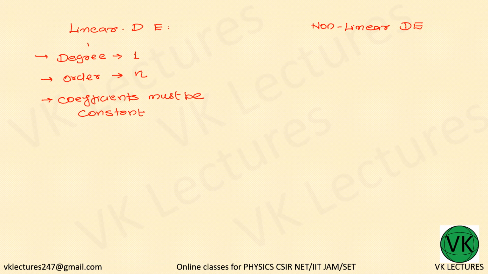Now what does it mean that coefficients must be constant? Like d square y by dx square plus 2 dy by dx plus y equal to 0. Here you can add 3 or some k here. So this 3, 2 and k must be constant. Okay, so these are constants.